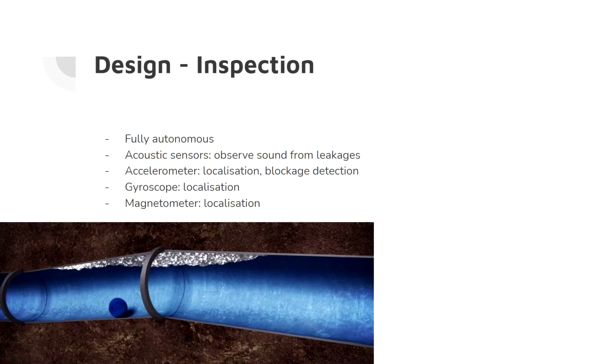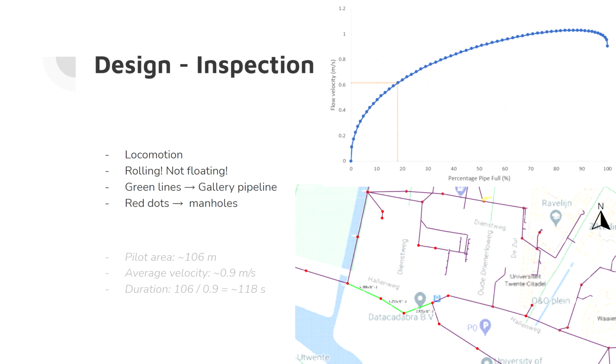In addition, the accelerometer is also used for blockage detection. The ball doesn't have some kind of motor for locomotion, because rolling with the water's flow is already sufficient. Note that I said rolling instead of floating, because the ball won't detect leakages when it's floating.